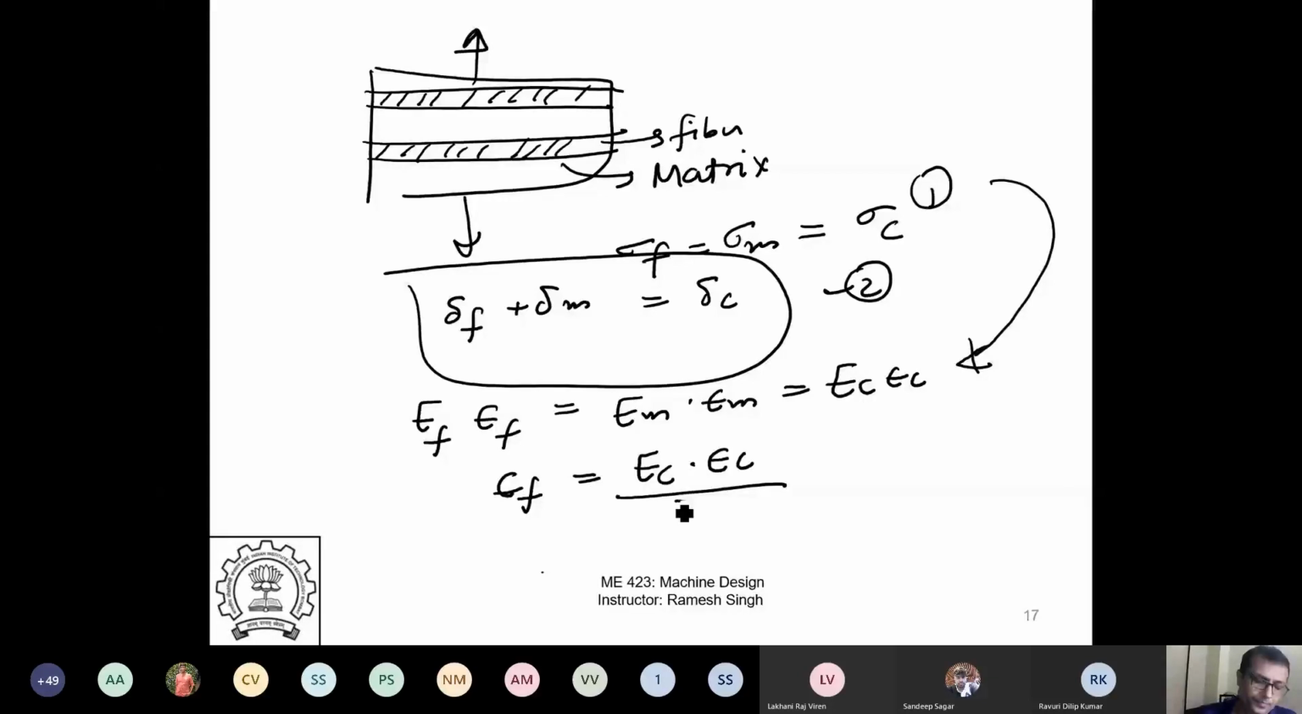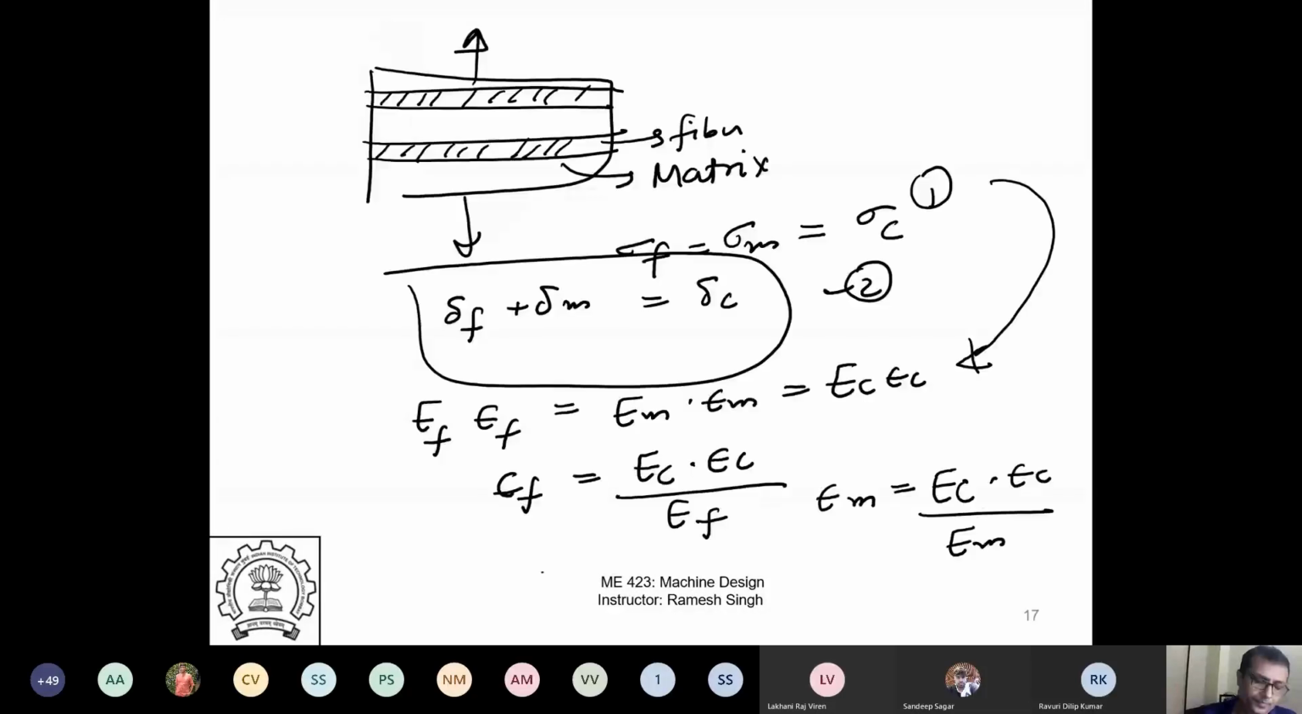Right? And if I were to find this out, so this is one equation, and I can do the same thing for epsilon M also. I can find out epsilon M will also be equal to this thing, EC times epsilon C divided by EM. So I have these two things. Now let me rewrite this again.